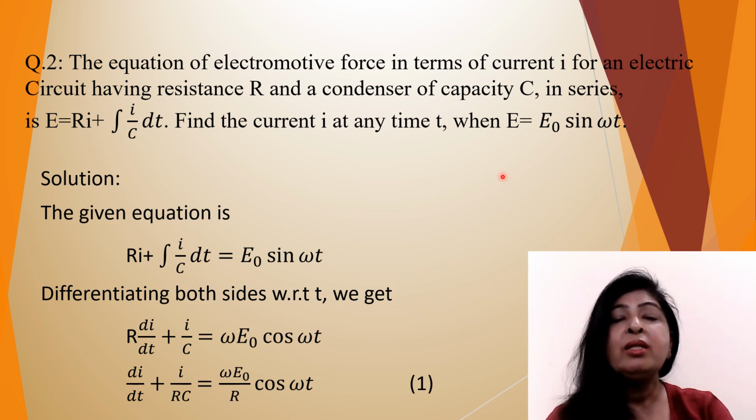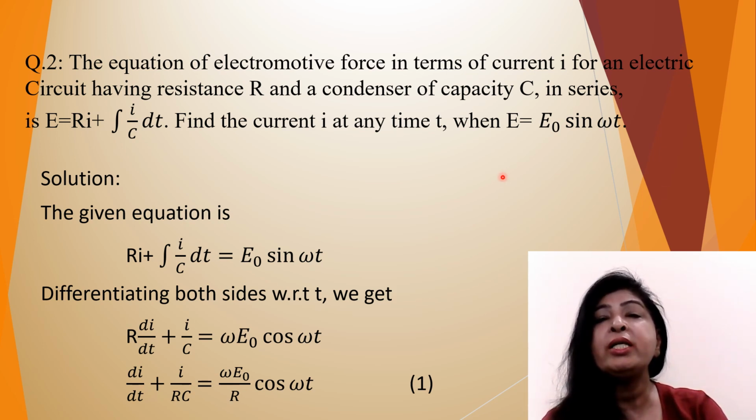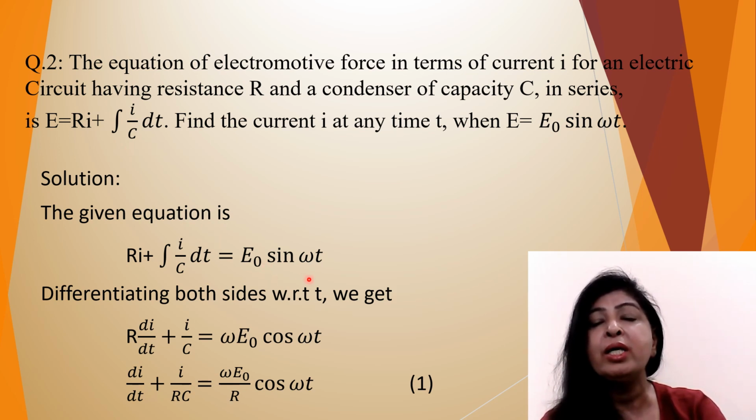Next question is: the equation of the electromotive force in terms of current I for an electric circuit having resistance R and condenser of capacity C in series is E is equal to R i plus integral i by C dt. Find the current at any time t when E is given to you as E naught sine omega t. Now this expression is given to you. R i plus integral i by C dt is equal to E naught sine omega t.